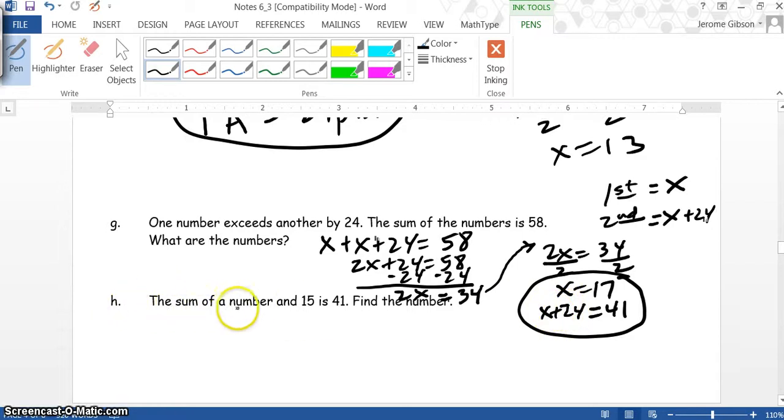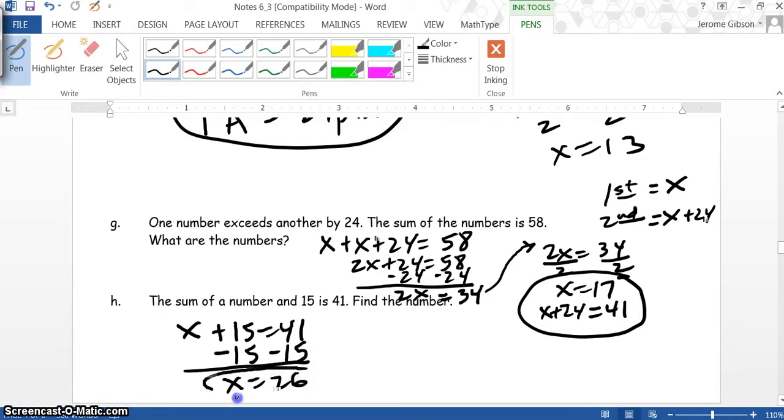Now we have H. The sum of a number and 15 is 41. Find the number. The sum of a number and 15 is 41. So we have x plus 15 is 41. We will subtract 15 on both sides. And x is 26. And that is the final answer.